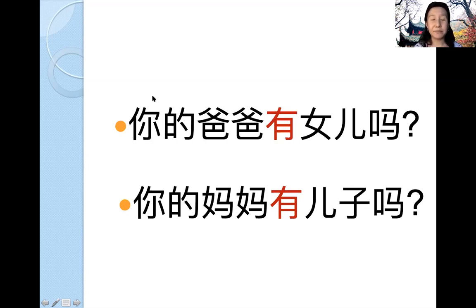So we can enlarge our subject a little bit by making it more complicated into a phrase. And this is the verb, 有, have. This is the object, and this indicates a yes, no question by having the 吗 at the end of the sentence.